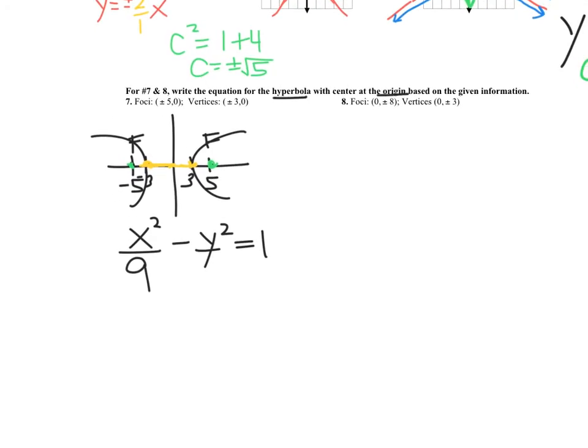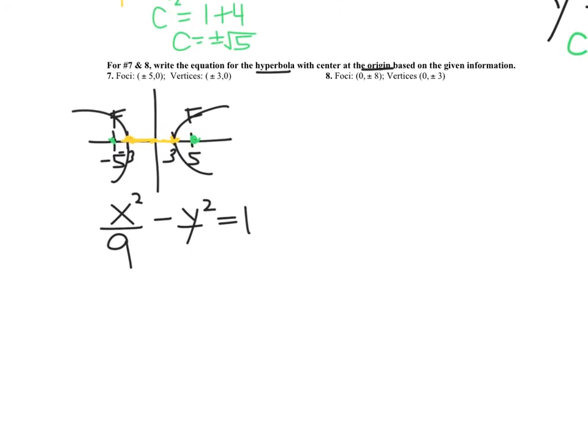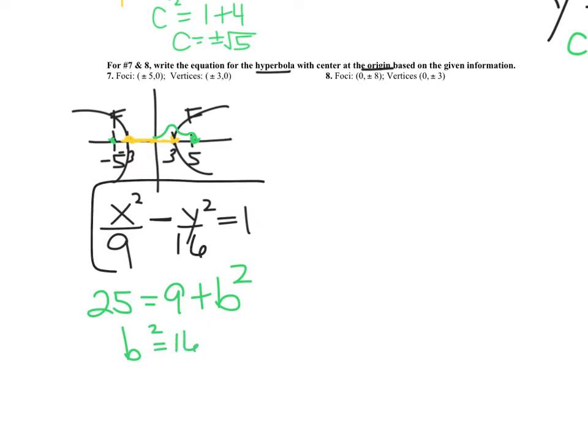Now, we have the foci, so we have to use the foci equation. The foci equation is c squared equals a squared plus b squared. The hyperbola has a minus in the middle, so its foci will have a positive. The distance to the foci is 5, so 5 squared equals a squared plus b squared. Subtract 9 to the other side, and you get that b squared is 16. Finally, go to your equation and put that number right underneath the y squared.